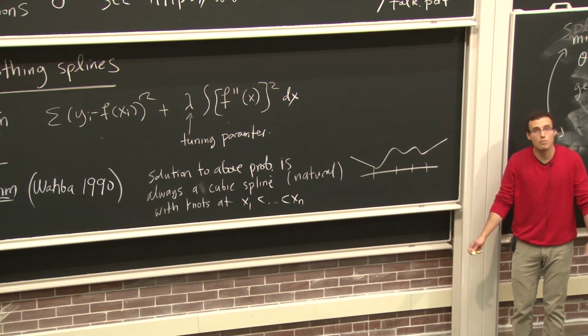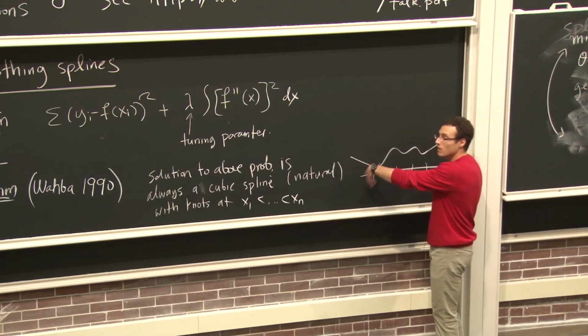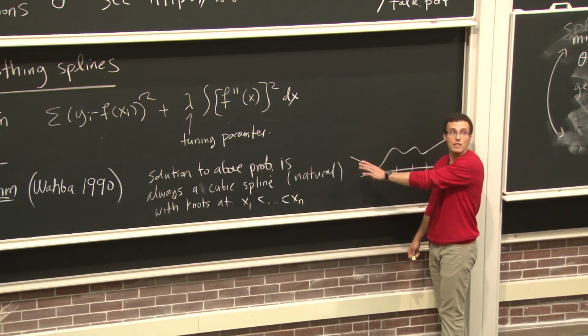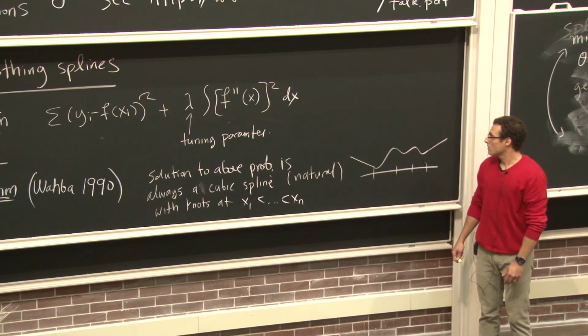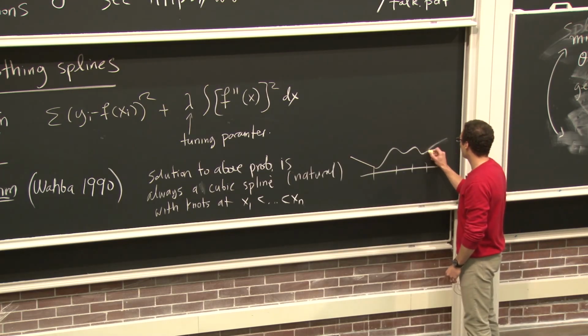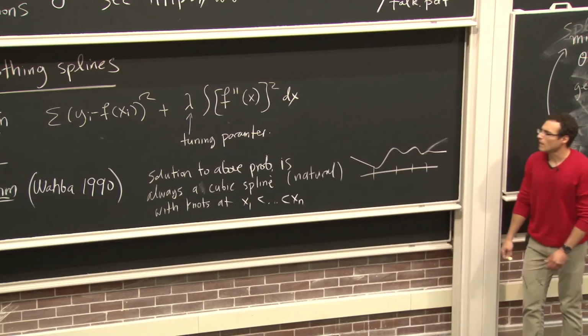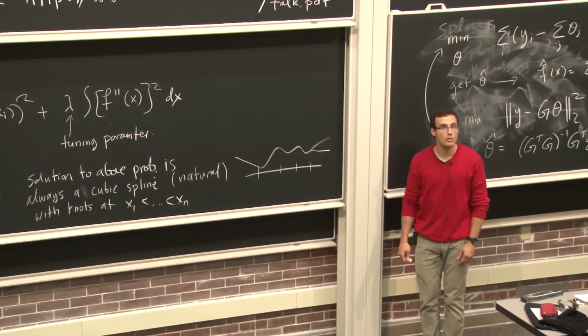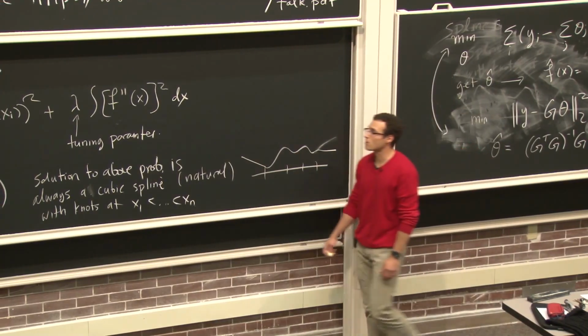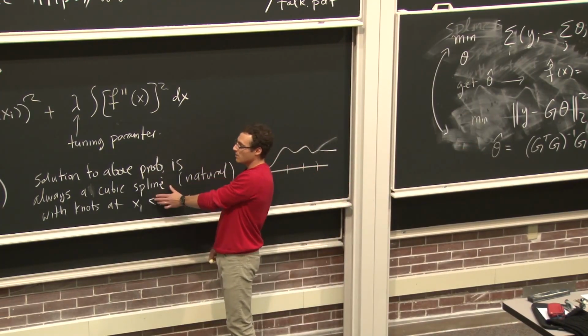And that's actually a desirable property, because if we don't have data out here, we don't want something complicated happening. A linear function is probably better than a cubic function. So that's a natural cubic spline. And this is what sometimes people call a variational result for smoothing splines. It takes this infinite dimensional problem and turns it into a finite dimensional one.